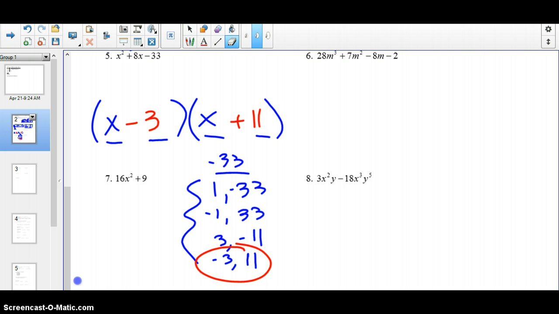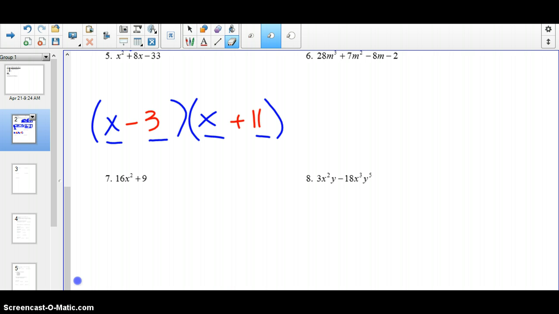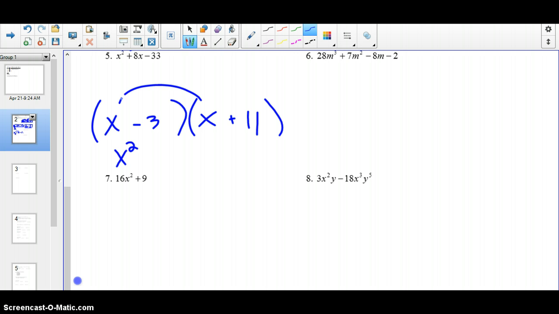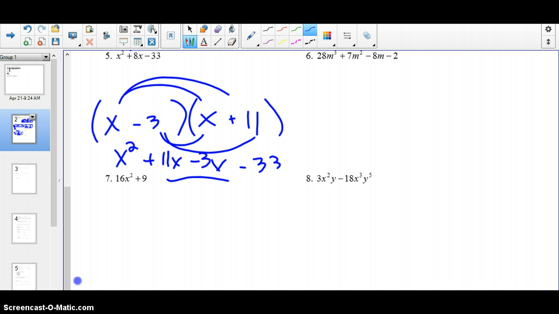I'm going to clean this up a little bit. And I'll write that in the same color. Let's just check to make sure. First times first, x squared, outer, plus 11x, inner, minus 3x, and then last, negative 33. And yes, the middle term does give you positive 8.